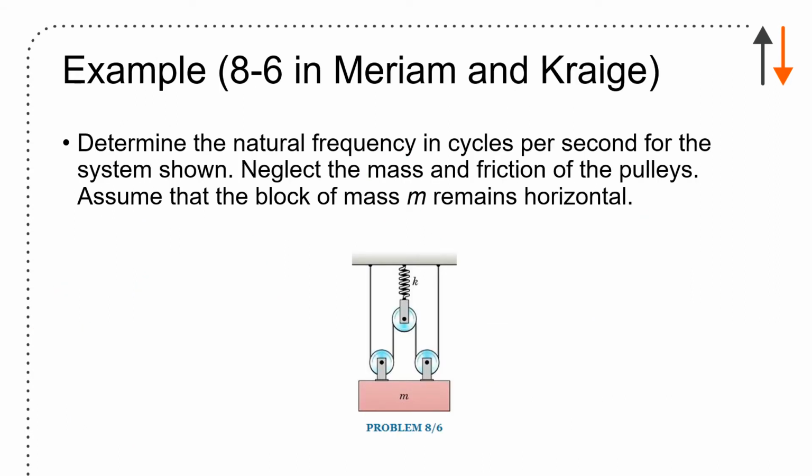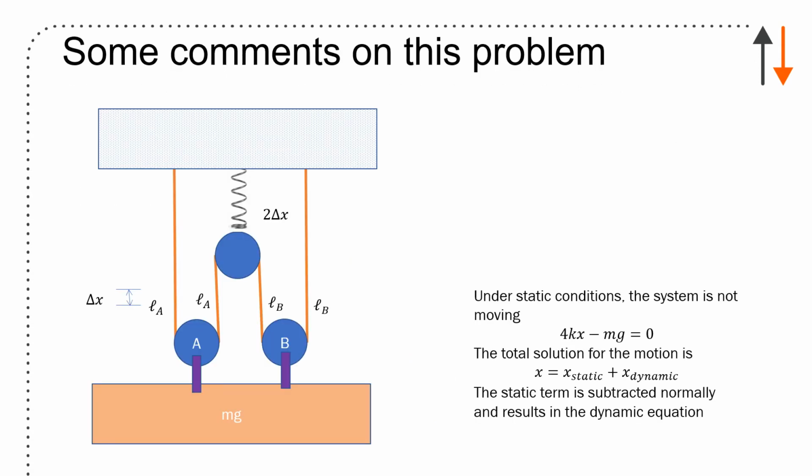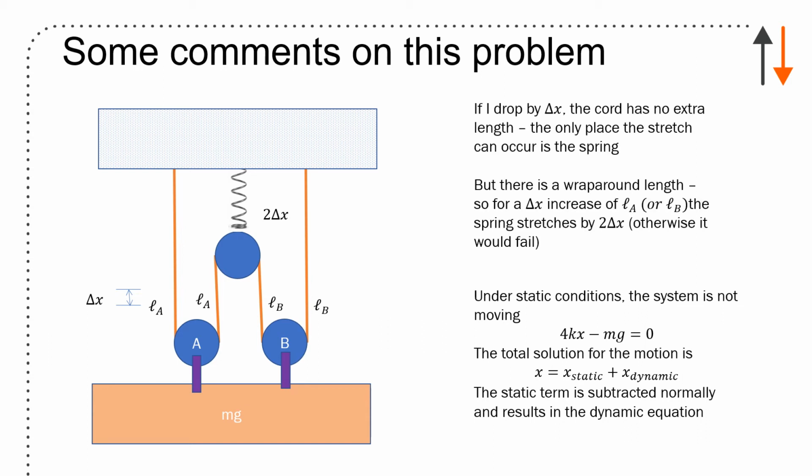I wanted to do one example from Meriam and Kraige. This is 8.6. Determine the natural frequency in cycles per second for the system shown. Neglect the mass and friction of the pulley and assume that the block of mass m remains constant. So if I draw one of my drawings of this, I know under static condition the system is not moving. If I drop by delta x, the cord has no extra length. And the only place that the cord can stretch is the spring.